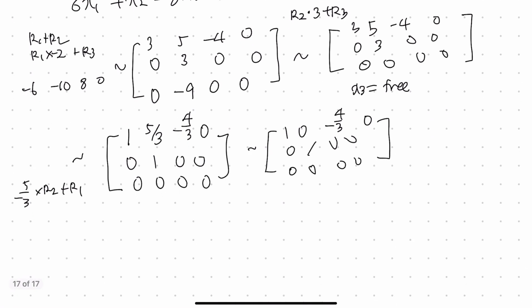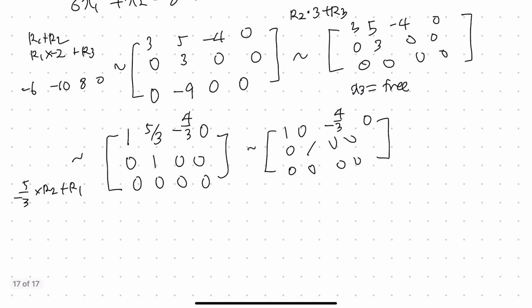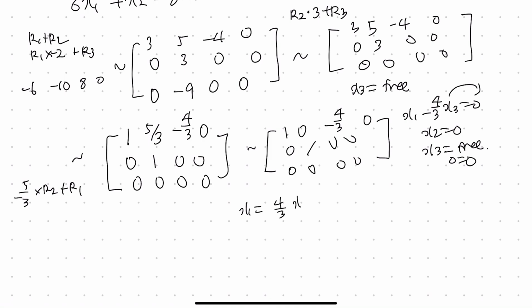In this form, let's now put this into equations. So this means that the coefficient of x1 in row 1 is 1, right? And then you have minus 4 over 3 x3 equals 0, and x2 equals 0. And x3 is a free variable, right? So this is 0 equals 0. And if you solve for the basic variables x1 and x2, to obtain x1, you can move this over here. So that will be x1 equals 4 over 3 x3.